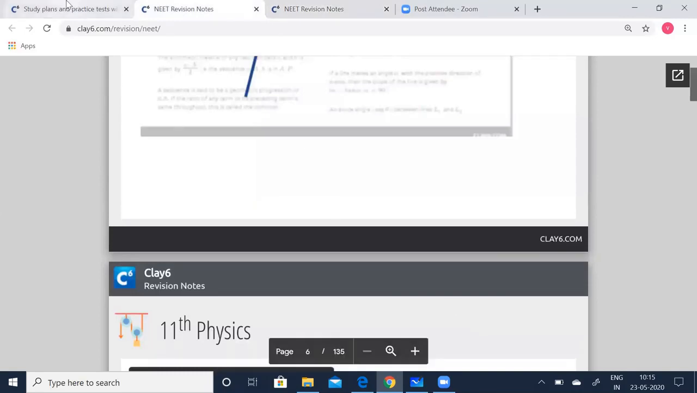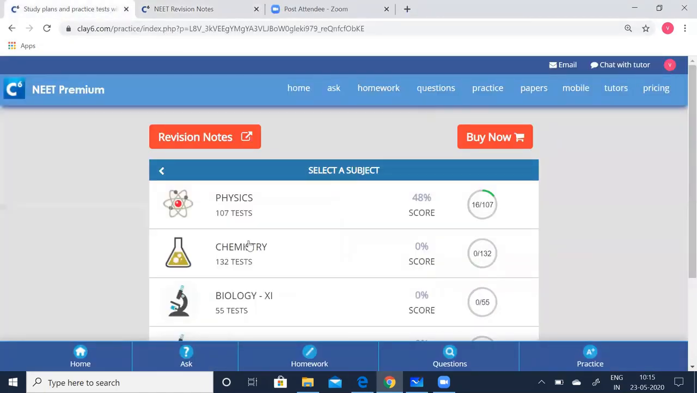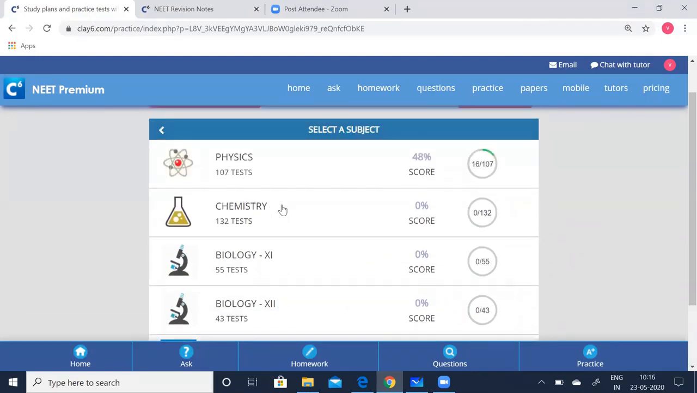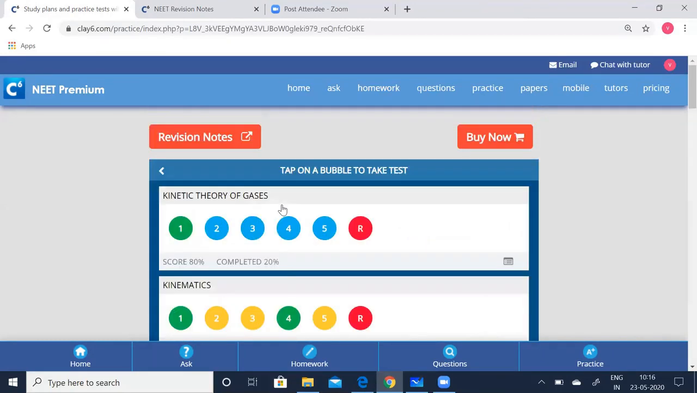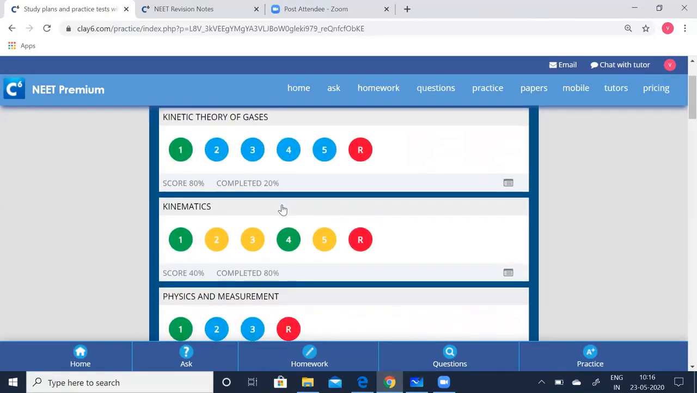So you have different tests for physics, chemistry, biology, and you have the NEET full tests also. Once you are thorough with all the concepts in all the 3 subjects, you can take the full length tests any number of times. You have 107 tests here. We have done chapter wise. The blue bubble says you have not taken the test. The green says you have attempted the test. Even if you have attempted it, you can do it any number of times until you are satisfied with your result.